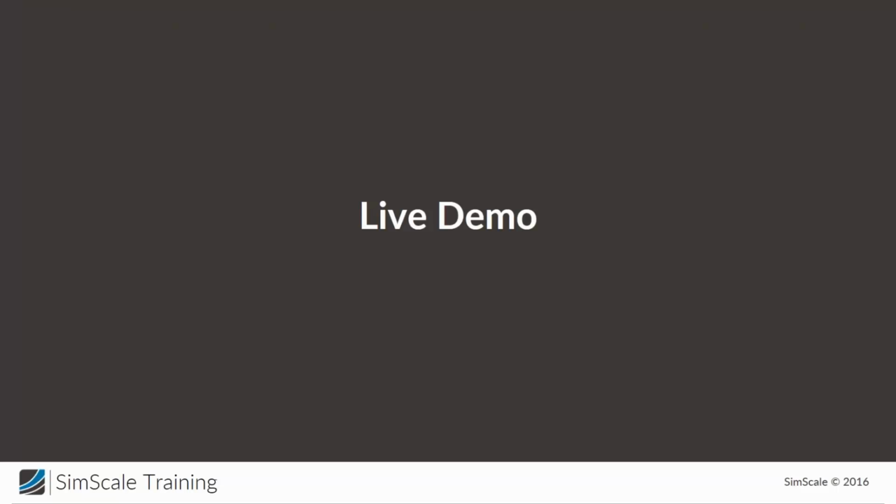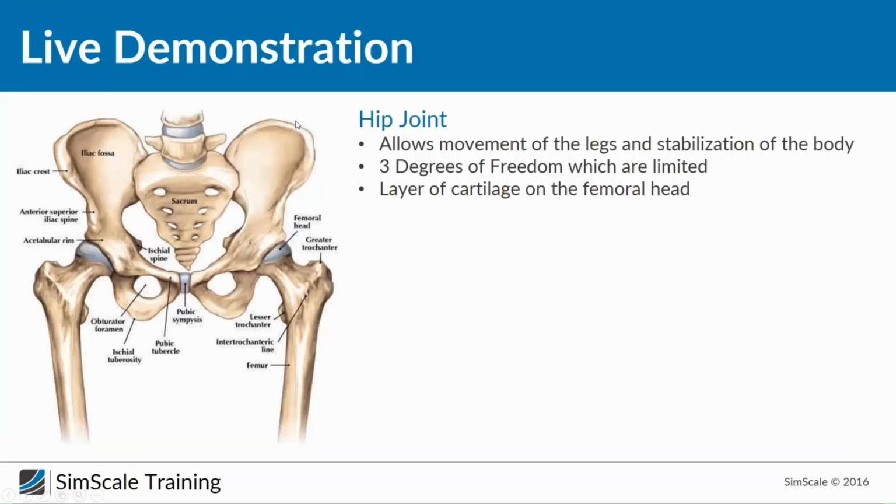And first of all, maybe let's start to talk about the hip joint. Here you can see an image showing the anatomy of the bones of your skeleton, and you can see exactly here your hip joint. So this here is our hip joint, and basically the hip joint in the end allows movement of the legs and therefore stabilization of the whole body.